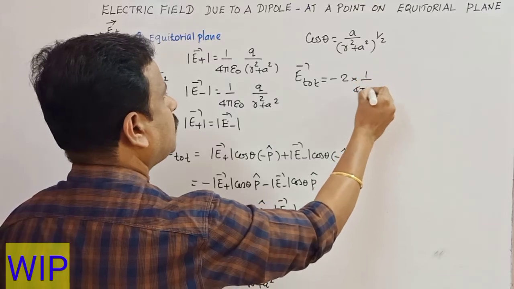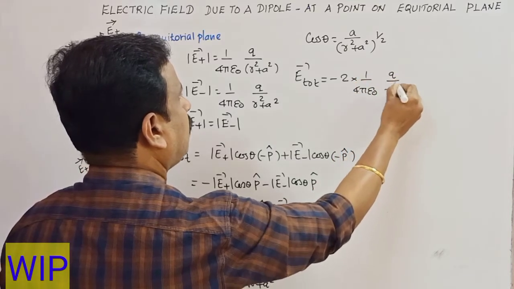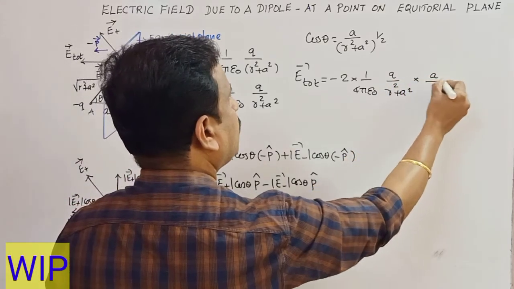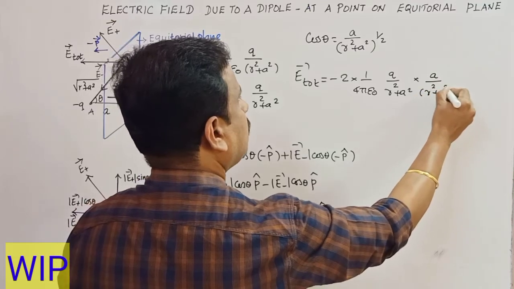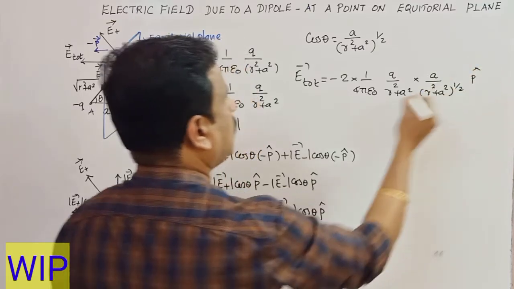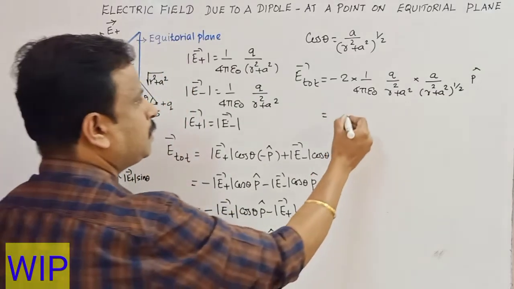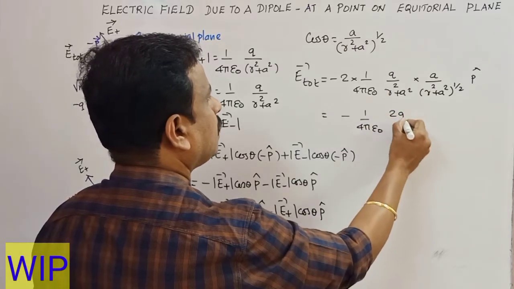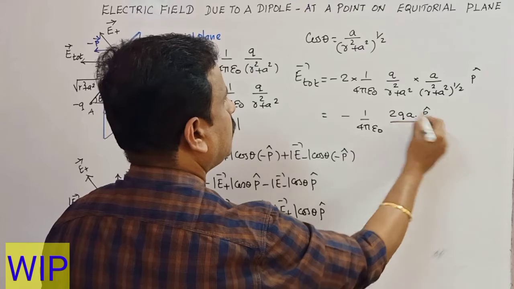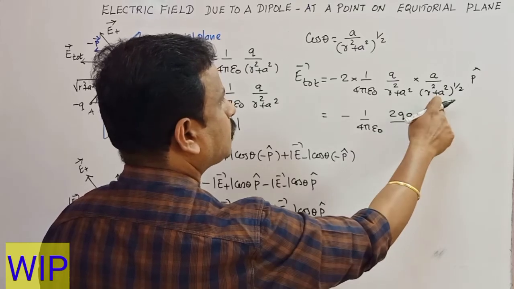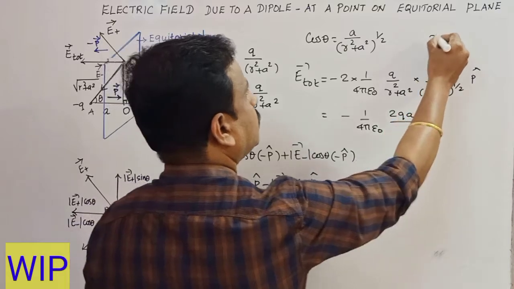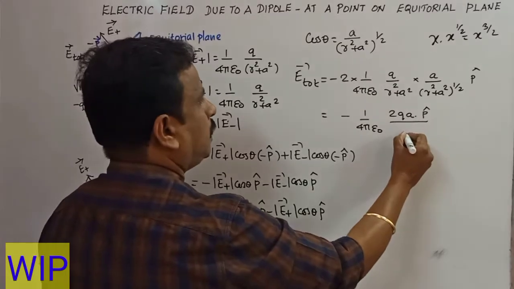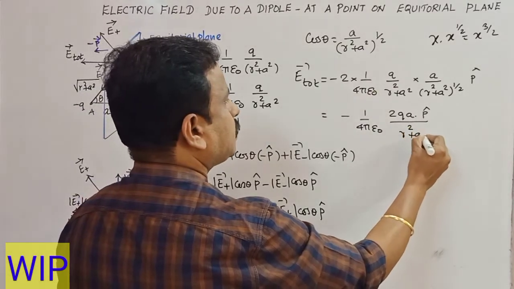So E vector total is equal to minus 2 times modulus E vector, which is 1 divided by 4 pi epsilon 0 q divided by r square plus a square, into your cos theta. What is your cos theta? A divided by r square plus a square to the power of half into p cap. Okay, so this is very simple: minus 1 by 4 pi epsilon 0 2qa into p cap divided by this into this. X into x power 1 by 2 is x power 3 by 2, right? So x power 3 by 2 means r square plus a square to the power of 3 by 2.